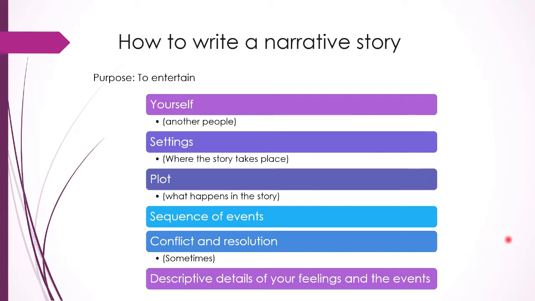The narrative includes, first of all, yourself. You are going to write about the experiences, the things that happened to you, or you can write about other people joined to you. For example, you and your family, or your brother, you and your sister, or it can be an animal. The second point is the setting.